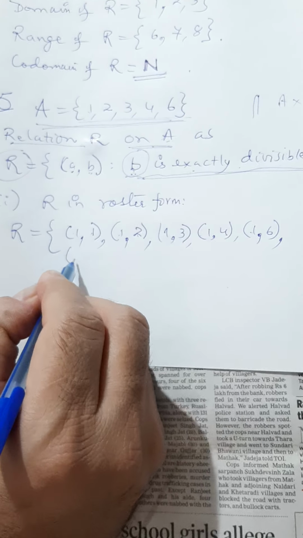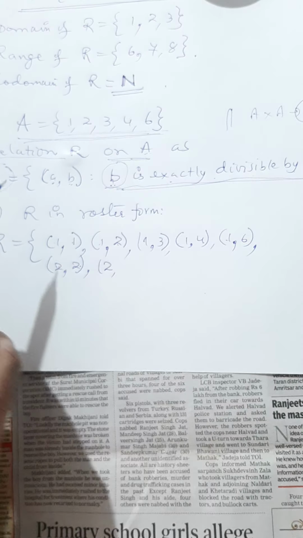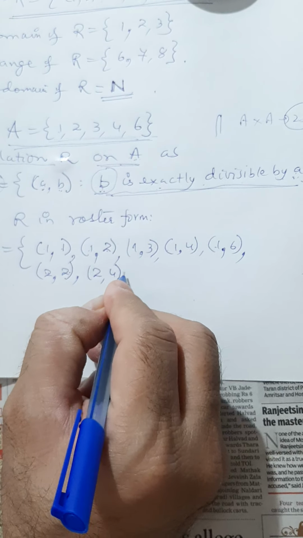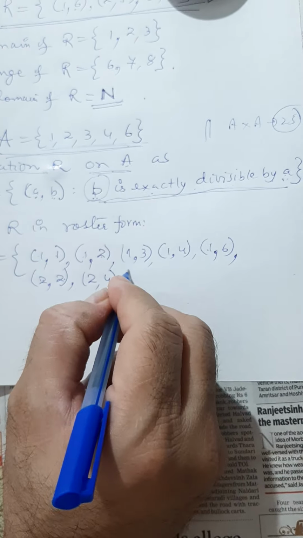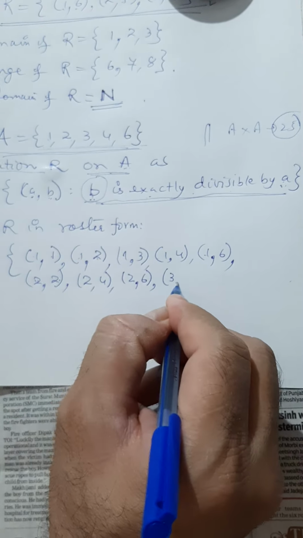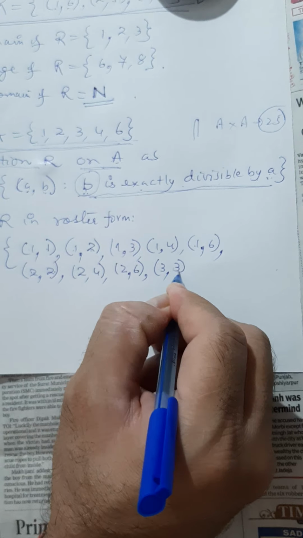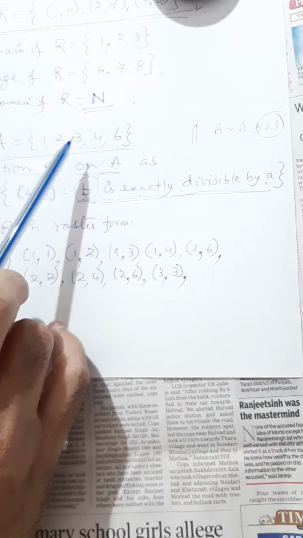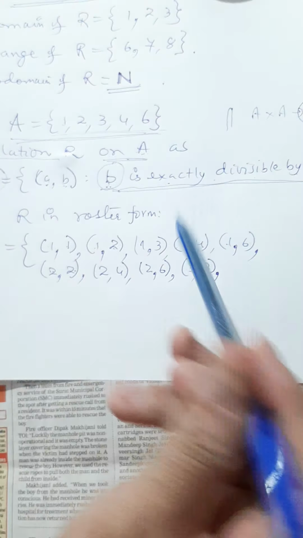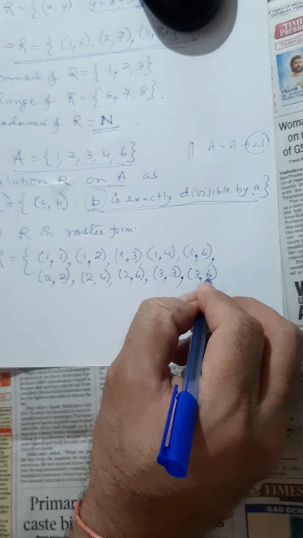Then I'll take 2 here. 2 is divisible by 2. You cannot take 2 and 3 because 3 is not divisible by this. So you have 2, 4, and then 2 with 6 because 6 is divisible by 2. Then I'll go to 3. You cannot take 3, 1 because 1 is not divisible by 3. You cannot take 3, 2 also, directly 3, 3. Then 4 is not divisible by 3, so 3, 4 will not come. But 6 is divisible by 3, so 3 comma 6 will be there.